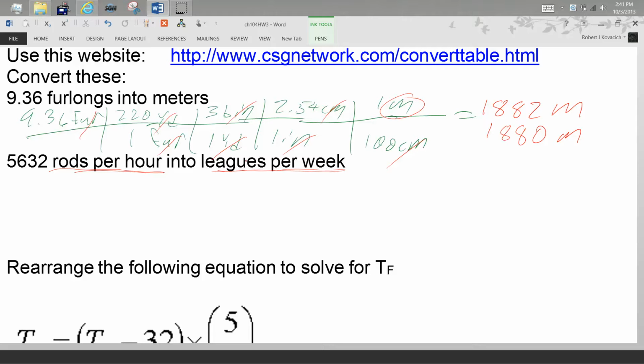Ocean stuff. How about rods? 16.5 feet. It's for draft of boats. So you're coming into port and you want to know if your boat is going to be able to pull up to the harbor or not.